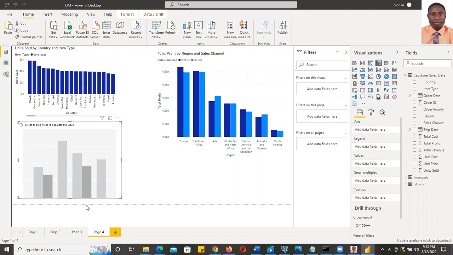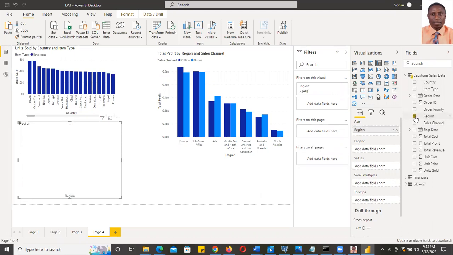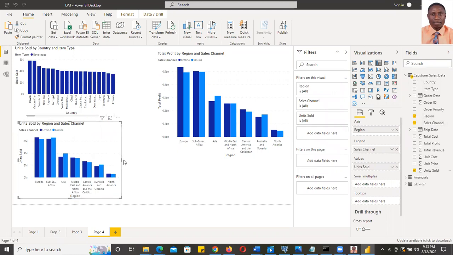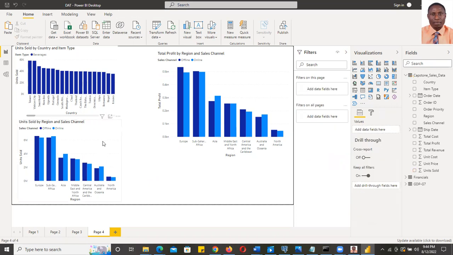You're talking from the angle of maybe a marketer? No, I'm talking as an accountant now. Accountant, okay, beautiful. So region, sales channel and units sold. With this, the implication is that sales are lower in North America, whether offline or online. And when there is low sales, automatically there will be lower profit. You can't compare the profit where you're having sales of 6 million to the profit you make where your sales is less than 2 million.